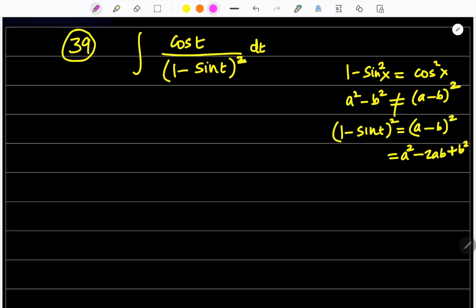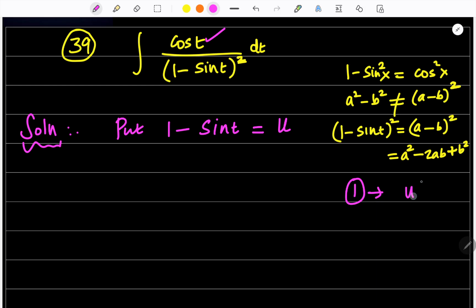What is this substitution method? The term which you are finding difficult, call it as u. Which one can I choose as the difficult term, teacher? Cosine t, can we integrate it easily? Yes. Can we integrate 1 minus sine t the whole square? No. So I am going to put 1 minus sine t equal to u. So step number 1 is calling it u.